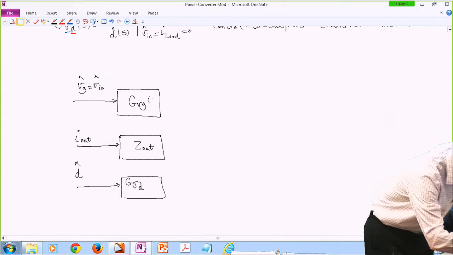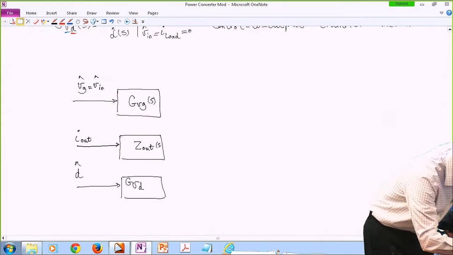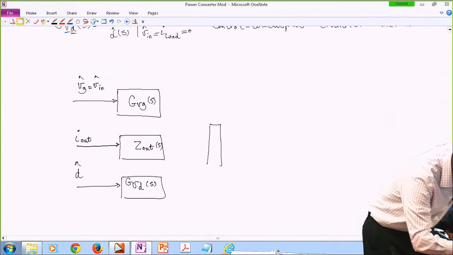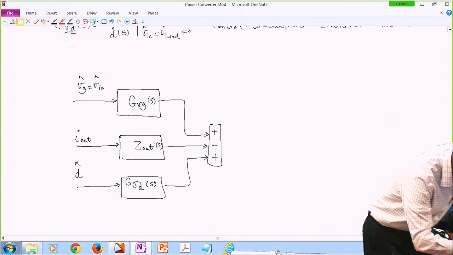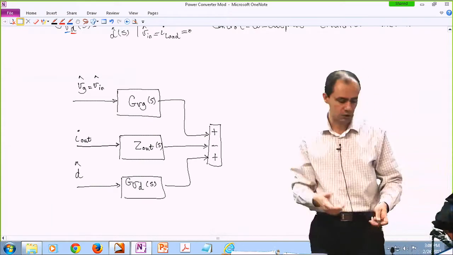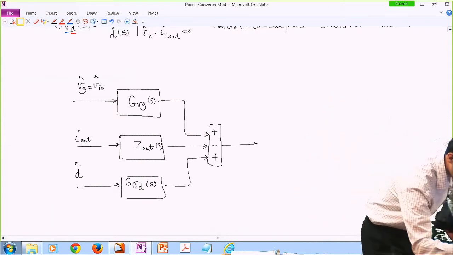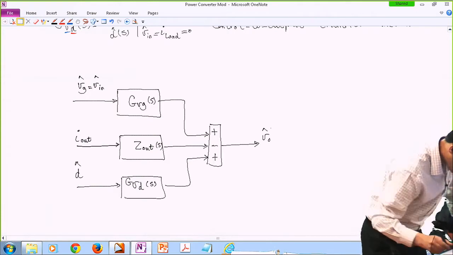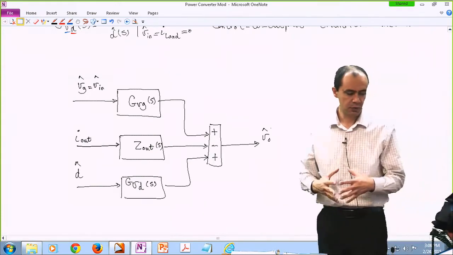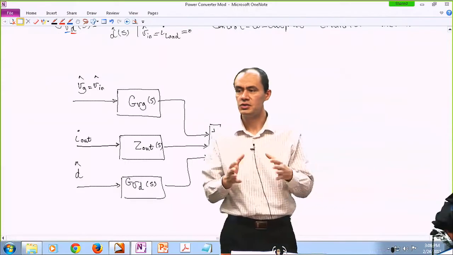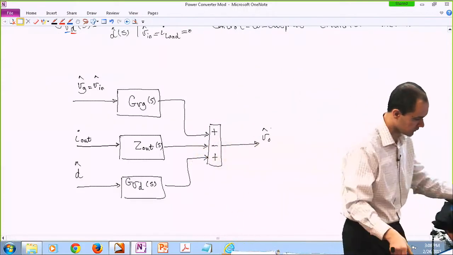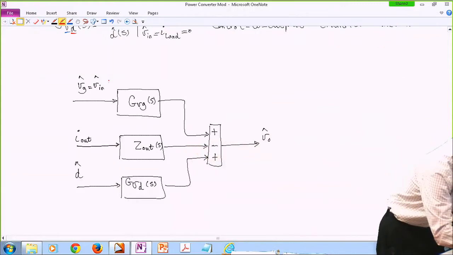So remember, these are all transfer functions. So quite a simple kind of superposition. So from a controller standpoint, this is the model for our DC to DC converter, whatever it is, buck converter, boost converter. So this is the small signal model.